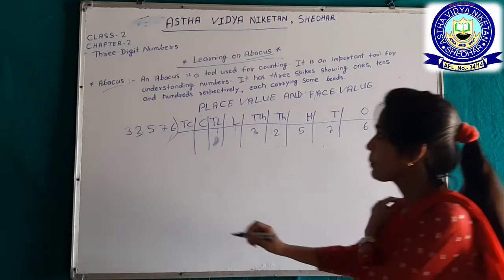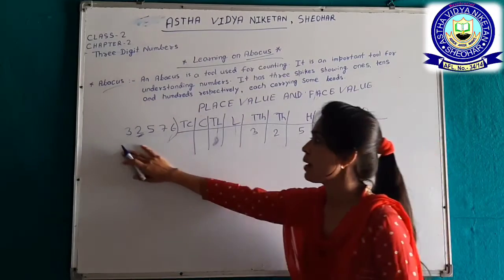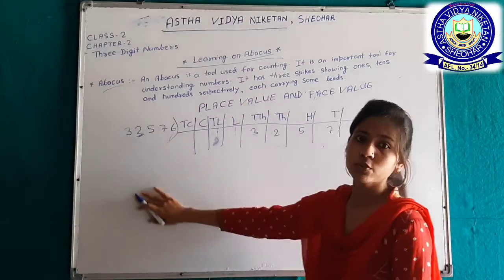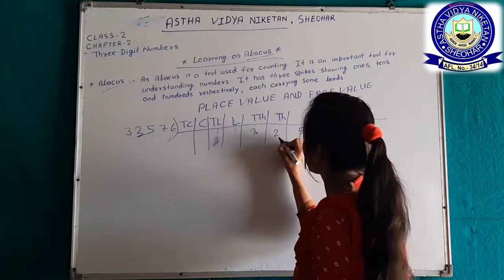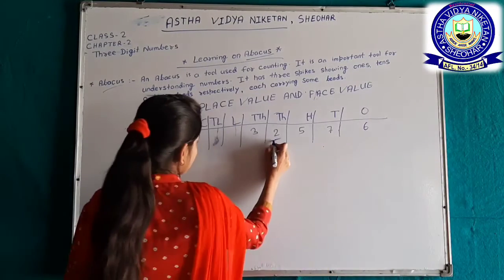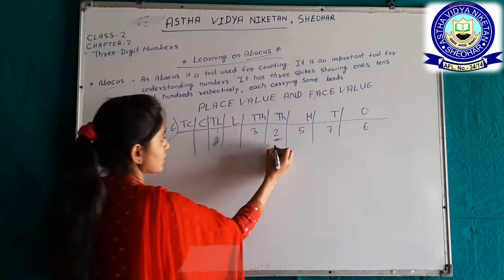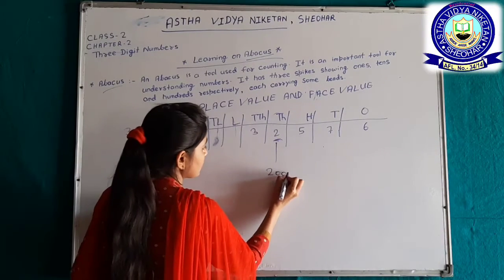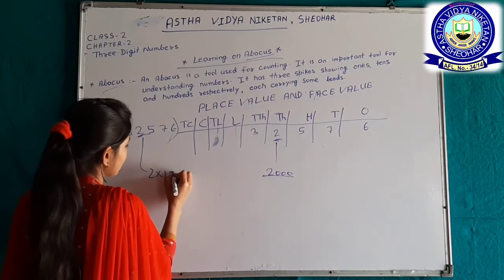You have to find out the place value of this 2, and the place value of 2 depends on the position of 2 in this number. 2 is in the 1000 position. So the place value of 2 is 2000.